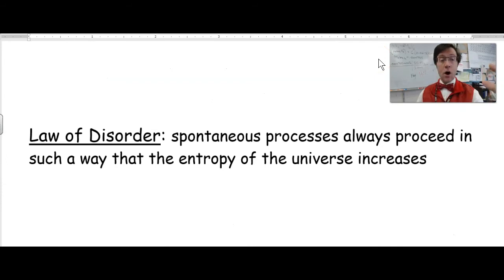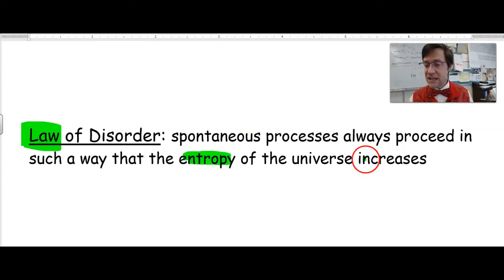So that's why things tend to go into more entropy. And it happens so often that there is actually a law of nature. Notice it's not a hypothesis of nature, it's a law of nature, right? It's the law of disorder, and it states that spontaneous processes, in other words, things that happen on their own, natural things that we don't mess with, always proceed in such a way that the entropy of the universe increases. Okay, so no matter what we do, entropy is going to be increasing.